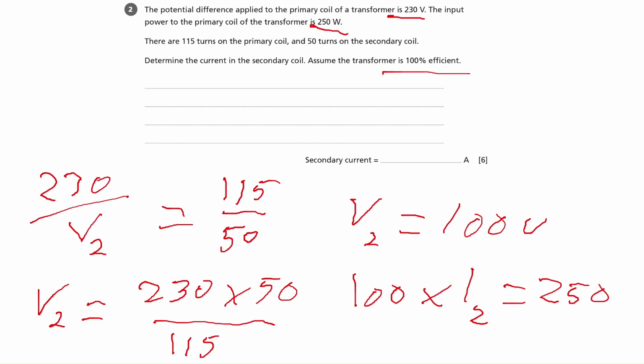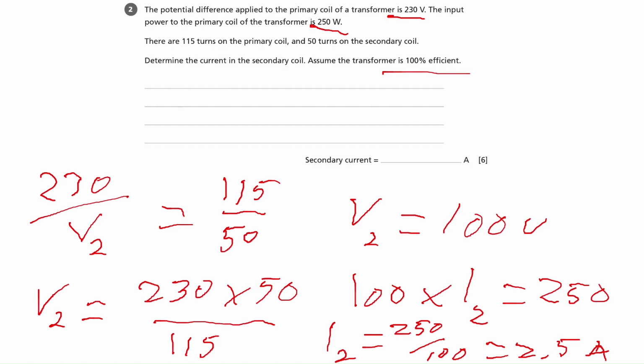All we do now is rearrange this to give us current equals 250 divided by 100, which gives us an answer of 2.5 amps. Okay, so quite a lot of work in there, but it was about combining those two equations and making that realization that we've got the 100% efficiency.